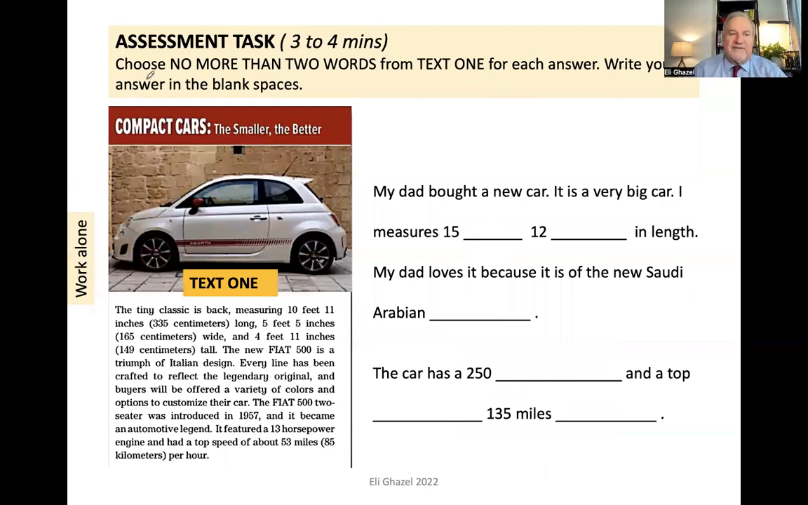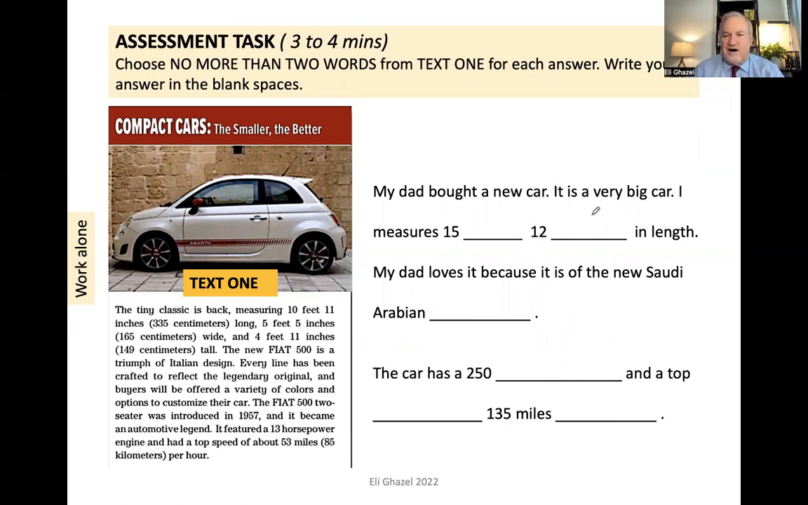Notice that we said, choose no more than 2 words from text 1. No more than 2 words means that they can only put 2 words in the blank, but they can also put 1. Write your answer in the blank space. So this is reading to writing, but this has nothing to do with the text. So it's not checking comprehension. It is checking ability to produce details.